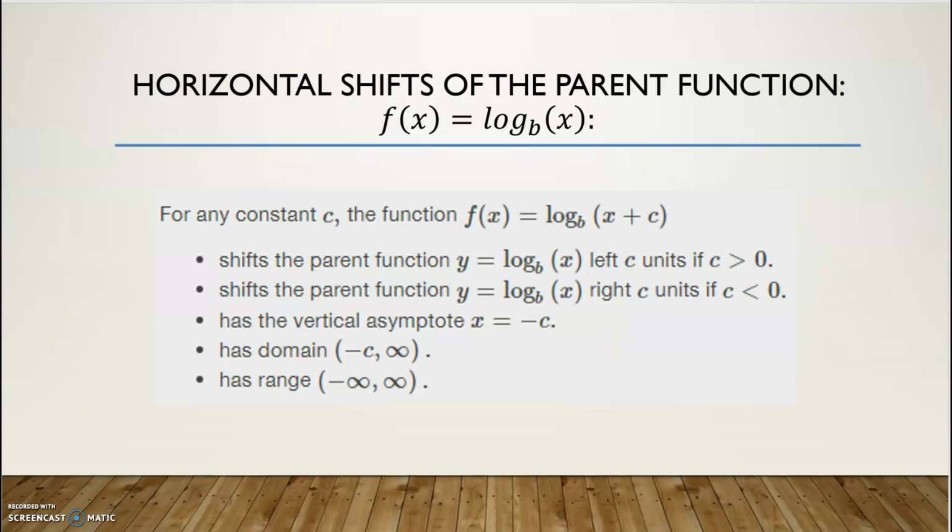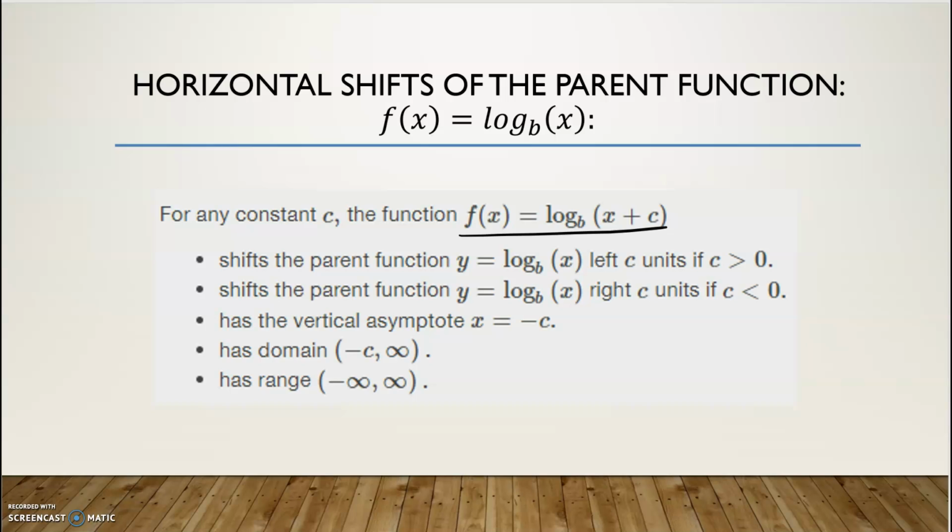Now let's look at horizontal shifts to the parent function log of base b of x. So if we have some constant and we're shifting it horizontally, this is what it would look like. We'd have log of base b of x plus c. This is going to shift the parent function to the left if c is greater than 0, and it's going to shift the parent function to the right if c is less than 0. So what we're going to have is a vertical asymptote of x is equal to negative c, and then it will have a domain of from negative c to infinity, and the range doesn't change because it already includes all the numbers.